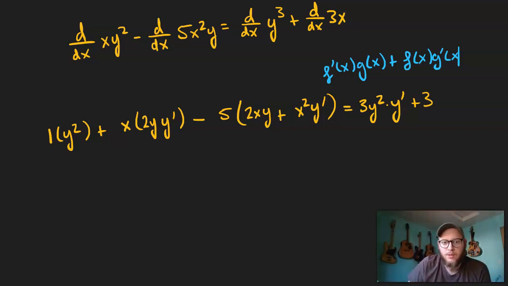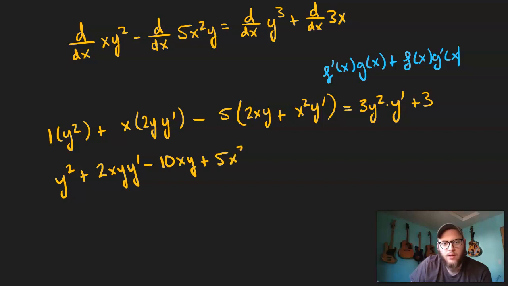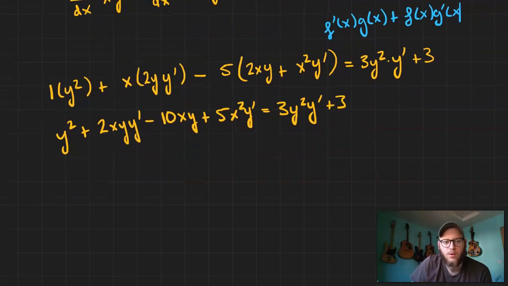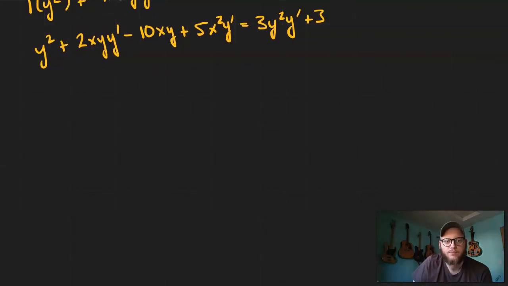So now we just need to make this look a little prettier. So we get y squared plus 2xy y prime minus 10xy plus 5x squared y prime equals 3y squared y prime plus 3. Okay. Well, just like our first example, we were asked to find the derivative of y, so we got to get those y primes all by themselves.